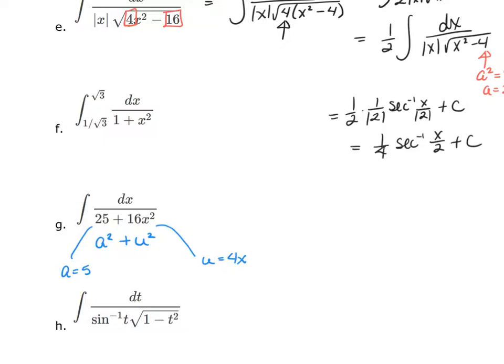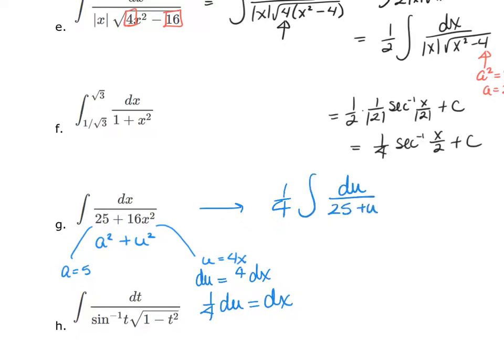The reason I have to do that is because my coefficient, just like I did on E, and I'm skipping F, is that my coefficient on x is not just 1. So I have to say, well, u must be 4x. And then I'm going to have to do the u substitution. So du is equal to 4 dx. So 1/4 du is equal to dx. And so what I have is 1/4 du over 25 plus u squared.